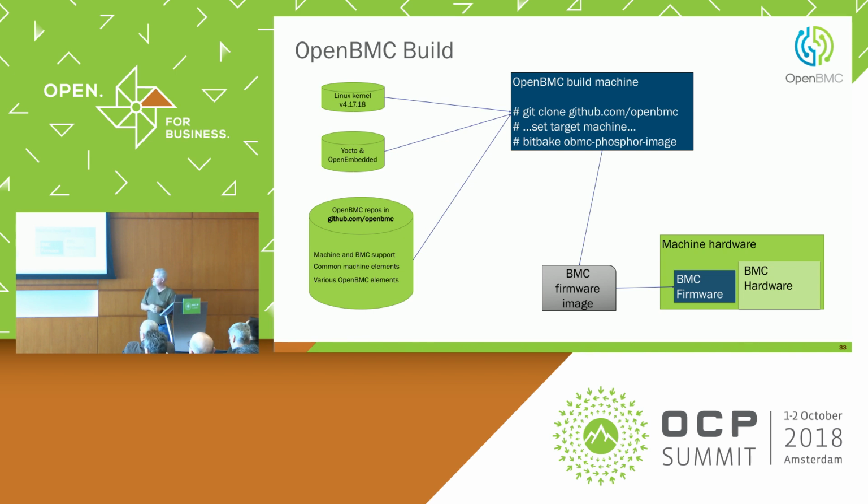This is the build process, a high-level diagram of it. The distribution uses Yocto as the framework for building, so it'll go and pull all the pieces to build. The current Linux kernel that we're building from is 4.17.18, and it's pretty simple stuff there.